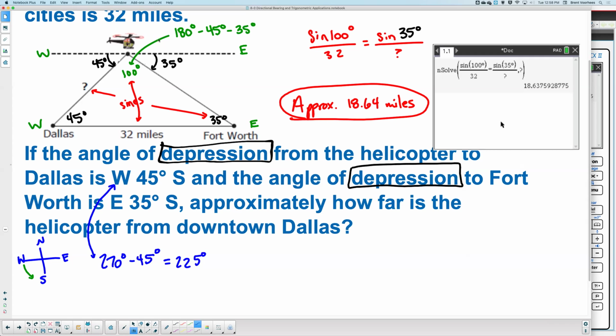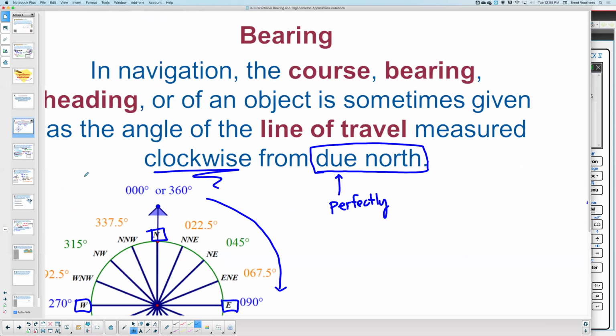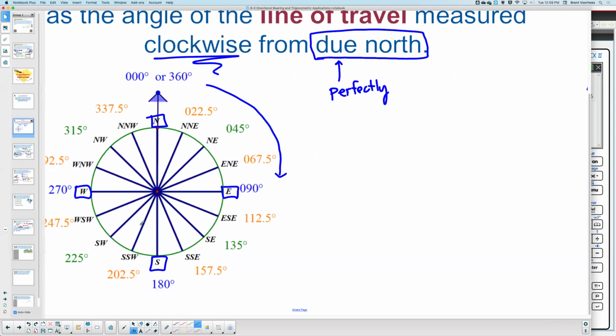If you went back to your compass, let me go back to the compass. I'll show you. This goes down and to the left from Dallas. Where's my compass? Here it is. What is down and to the left? What do you see? You see how that's 225? That's the math on how to get that.